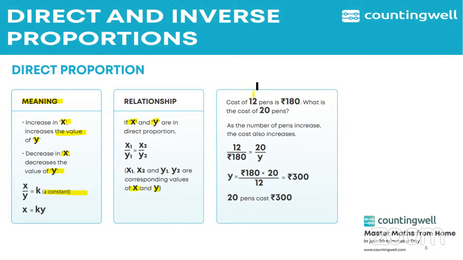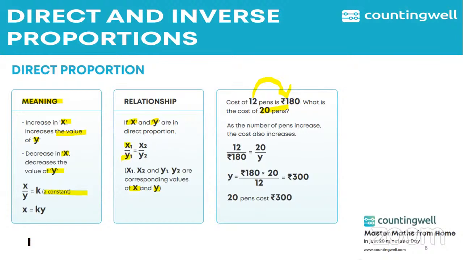Here the cost of 12 pens is rupees 180. We have to find the cost of 20 pens. So what do you notice? The number of pens and the cost of the pens are in direct proportion, because as you increase the number of pens, the cost also increases, and as you decrease the number of pens, the cost of the pens will also decrease. So more the number of pens, more will be the cost; less the number of pens, less will be the cost. So here what we have, x1 upon y1.